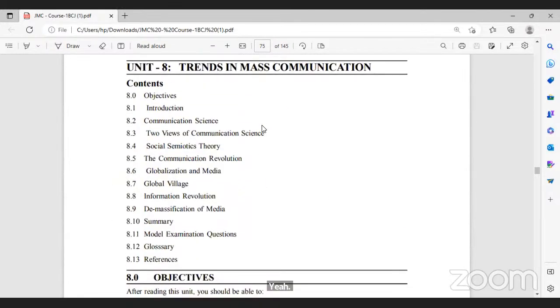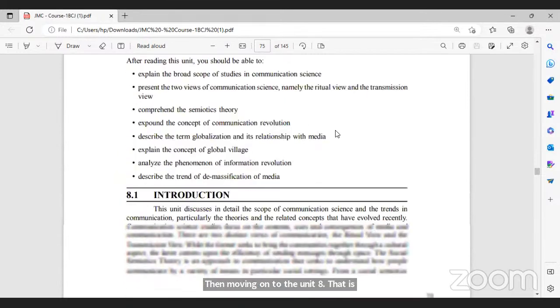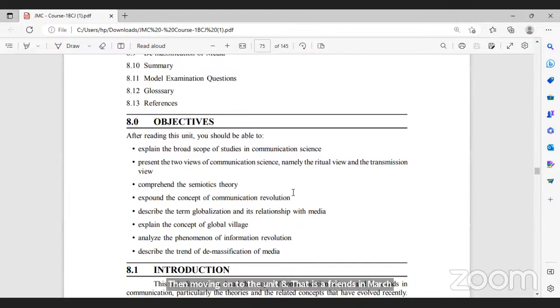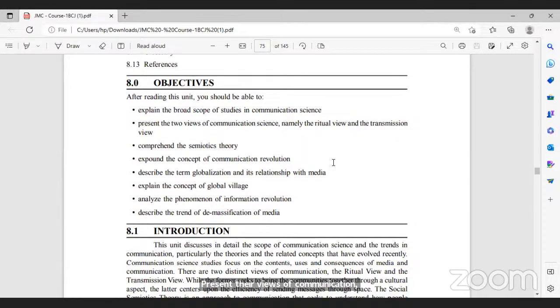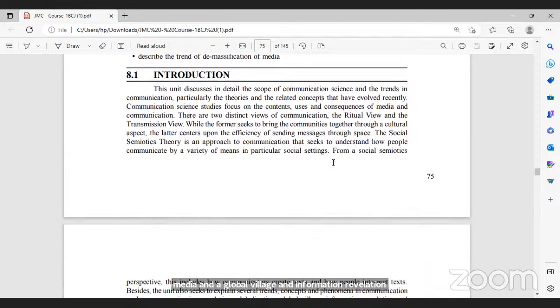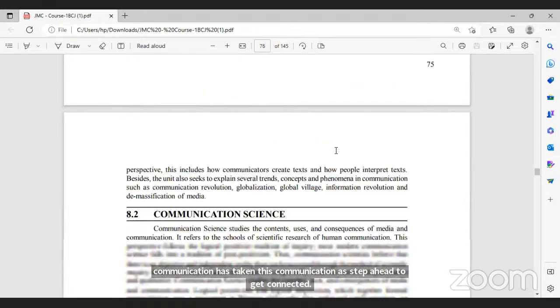Then moving on to unit 8, that is trends in mass communication. The objectives of this lesson are that we will understand the broad scope of studies in communication science, present the views of communication science, understand the semiotics theory, understand the concept of communication relationship, and what is globalization's relationship with the media, a global village and information revolution, and end with demassification. We understand that communication is very vital in society, and mass communication has taken communication a step ahead to get connected. So taking that into consideration, let us understand this one.